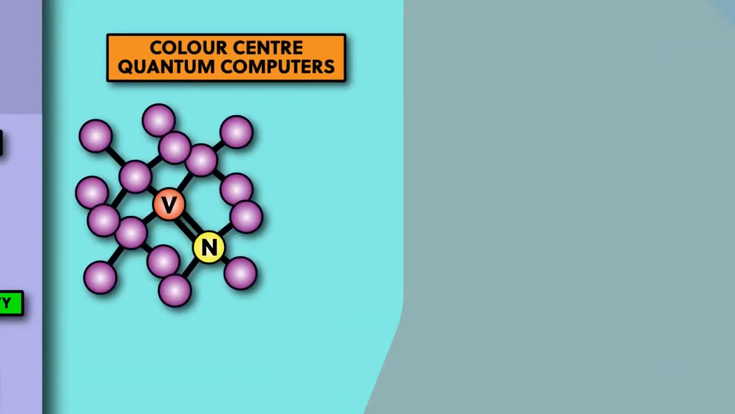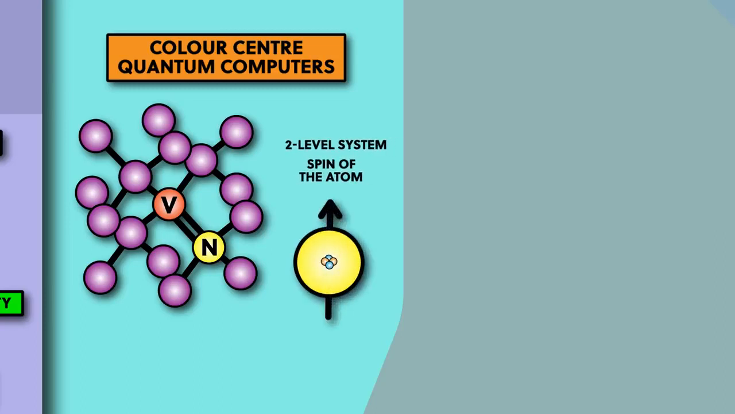Next, we have color center or nitrogen vacancy quantum computers, which is similar to trapped ion quantum computers in that the qubits are made from atoms. But instead of being trapped in an electromagnetic field, they're embedded in a gap of the material, like nitrogen embedded in diamond or silicon carbide. There are a few different ways to make these, but typically the qubits are the nucleus spins of the embedded atoms, and they're entangled together with electrons.